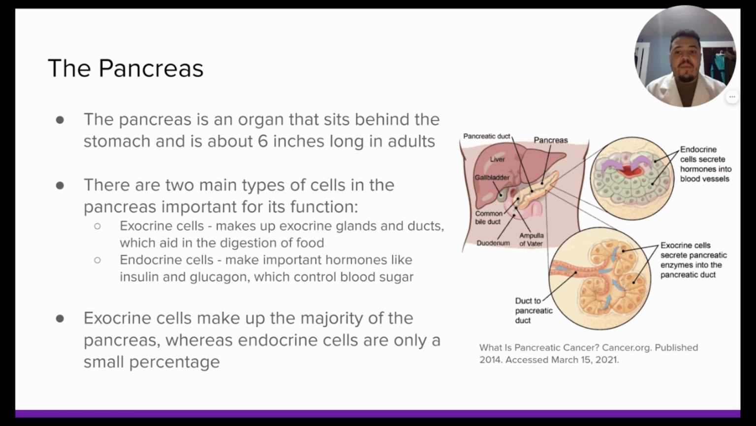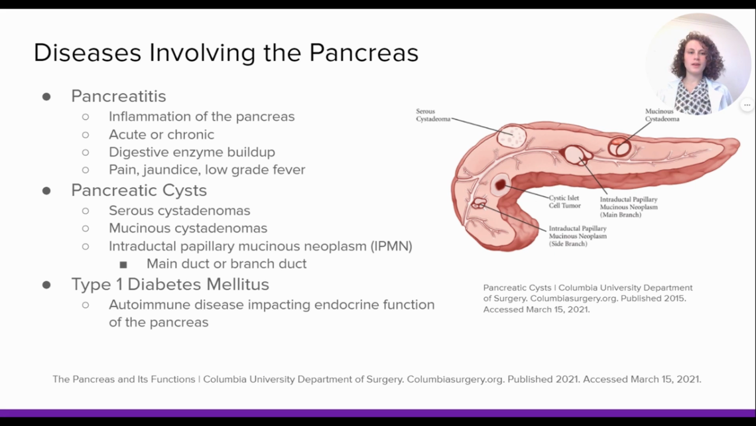The second cell type is endocrine cells. Endocrine cells make important hormones like insulin and glucagon. These hormones are secreted into blood vessels, which help control blood sugar. Of the 2 cell types, exocrine cells make up the majority of the pancreas, whereas endocrine cells are only a small percentage. Now I'm going to talk a bit about some diseases involving the pancreas.